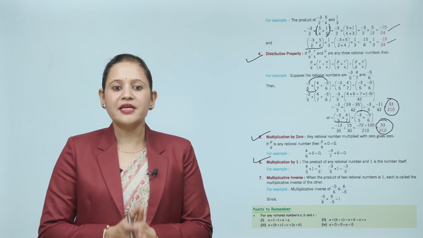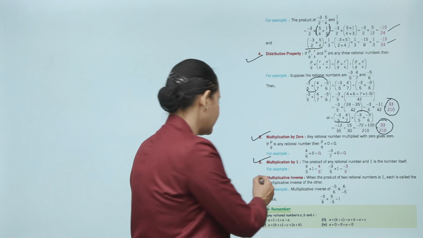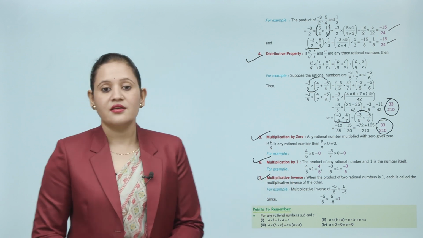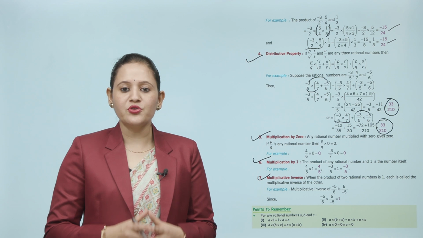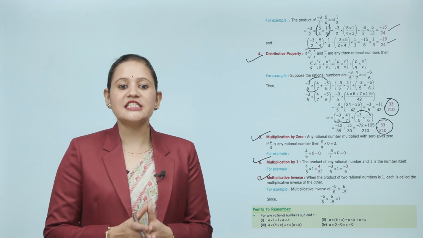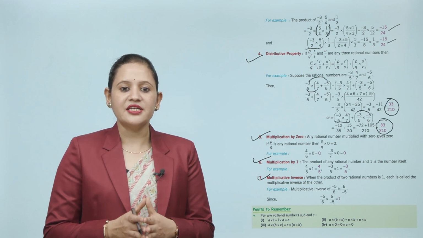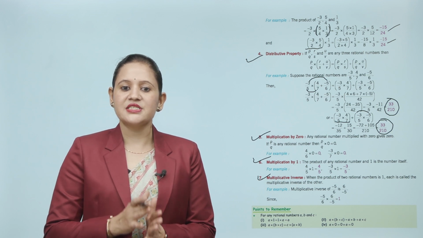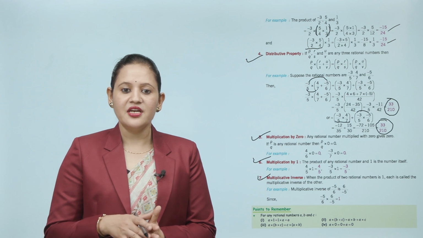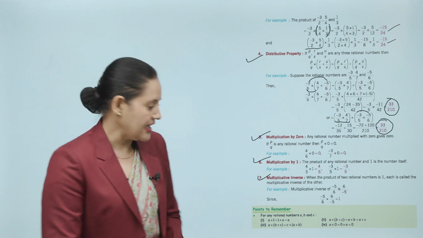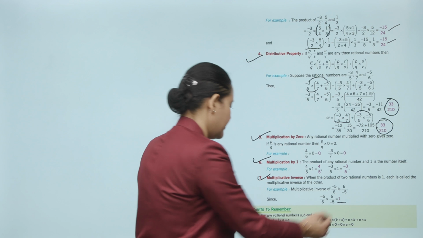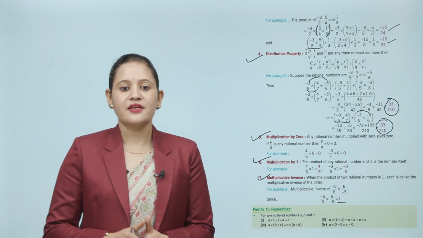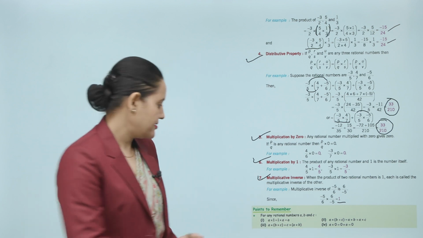Next, multiplicative inverse. When the product of two rational numbers is 1, each is called the multiplicative inverse of each other. Multiplicative inverse of -5/6 is 6/-5. If we multiply with both, we'll get 1. Clear?